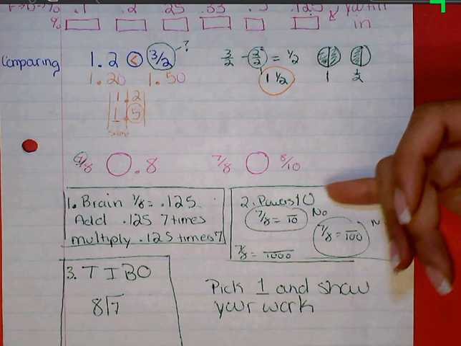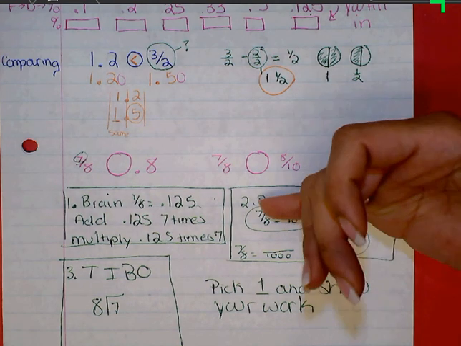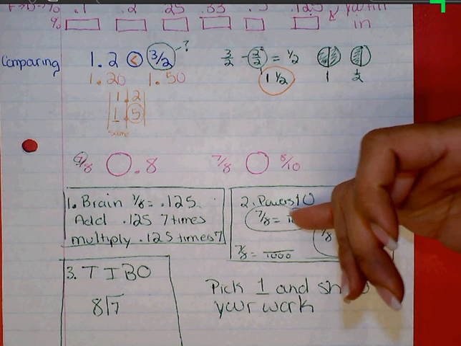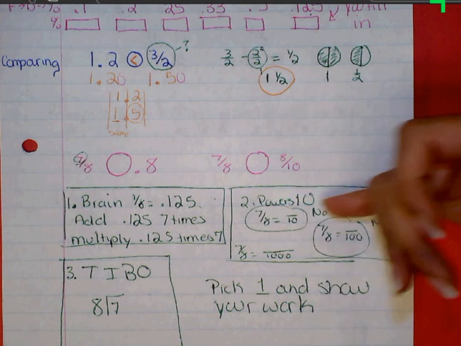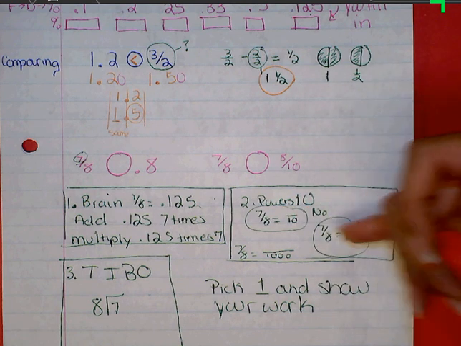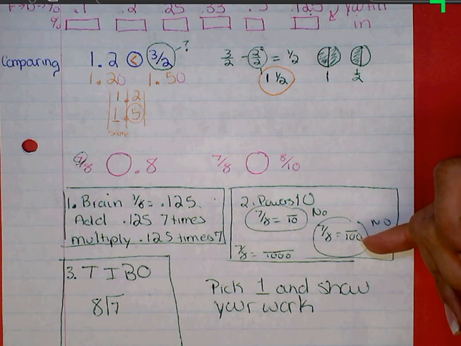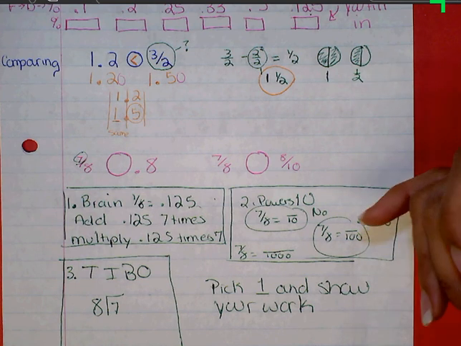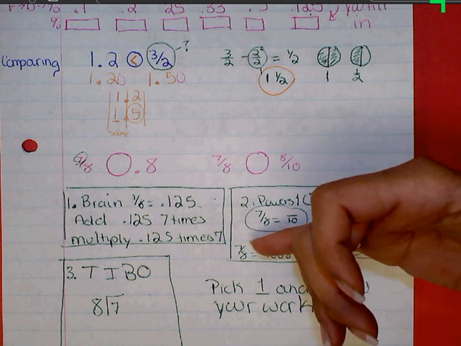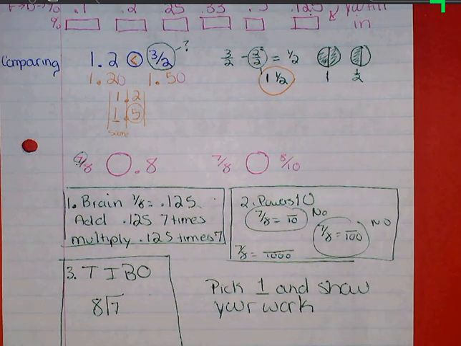Or I can do the powers of 10. 7/8 equals, can 8 go into 10? No, so that one doesn't work. 8 into 100? No, that one doesn't work. And they don't work because they don't have the same factors. But 8 into 1,000, now that works. Or multiples, they don't have to say multiples. There we go. Okay, anyway.